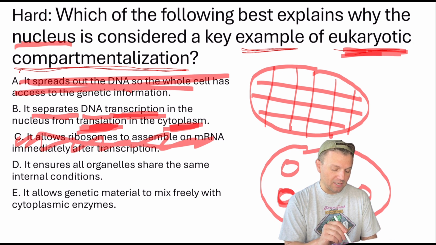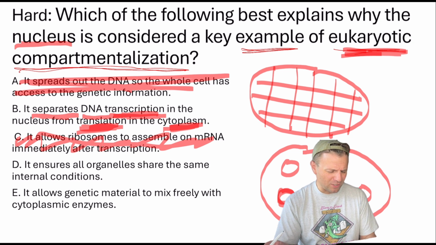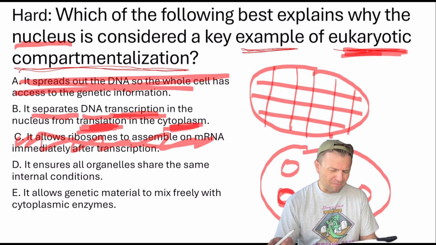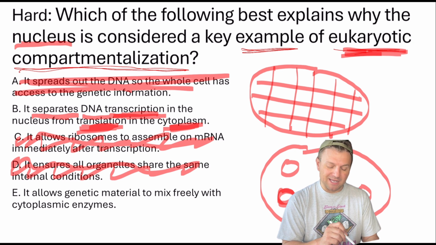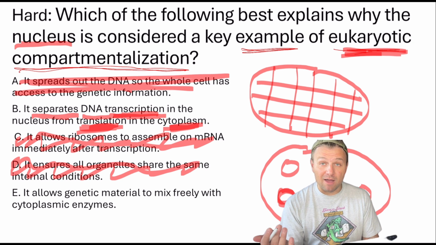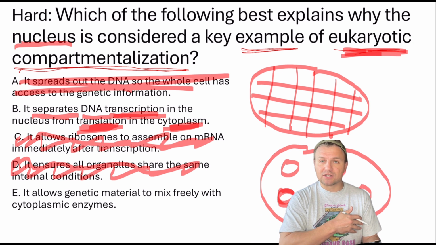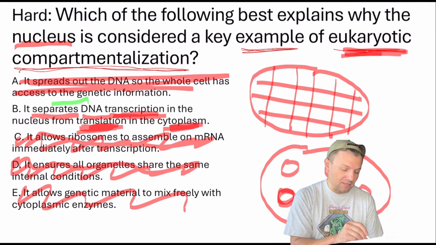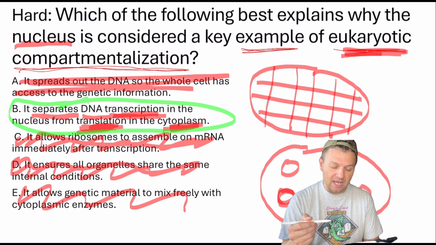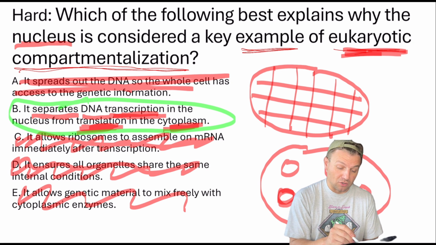D, it ensures all organelles share the same internal conditions. Not really. I mean, some of the conditions might be the same, but no, we don't like D as an answer. And then E, it allows genetic material to mix freely with the cytoplasmic enzymes. No, it's the exact opposite. If that would happen, the cytoplasmic enzymes could actually damage the DNA, so it's obviously not going to be the answer. So the answer here, and the correct answer, is B. It separates the DNA from the cytoplasm and gives it a specific location to go through transcription.